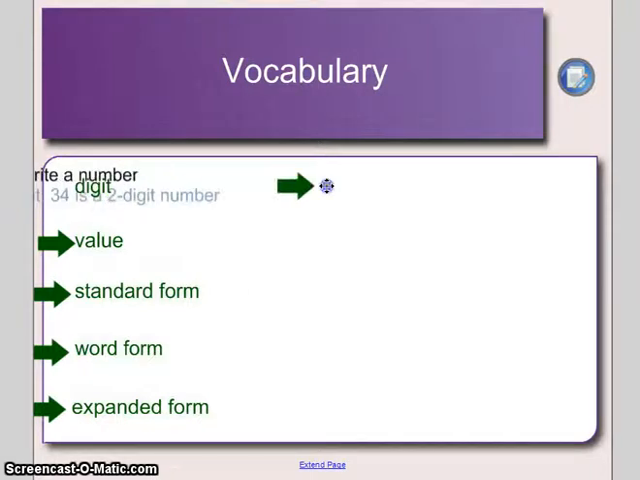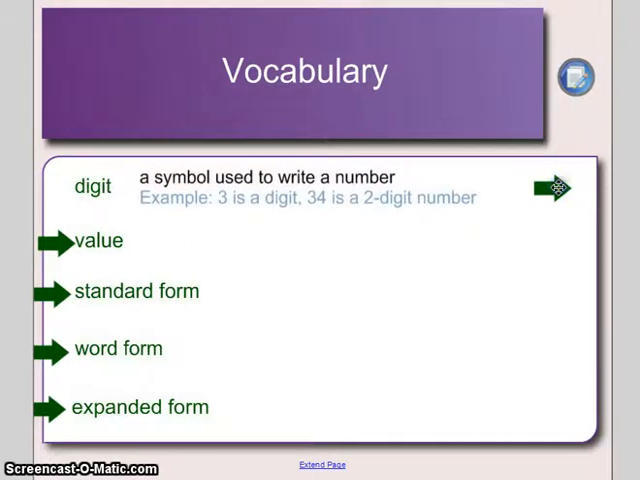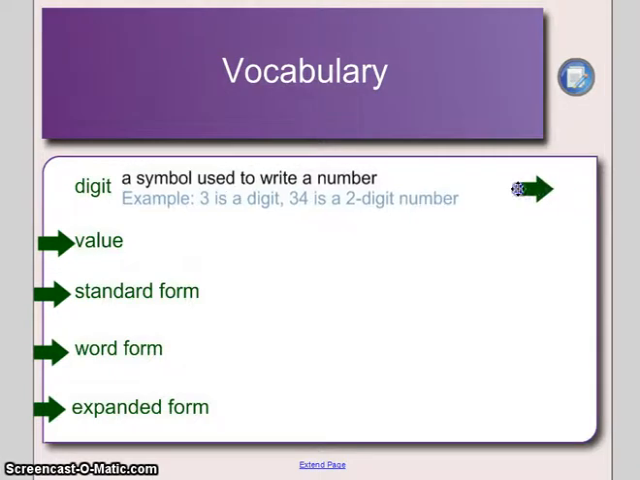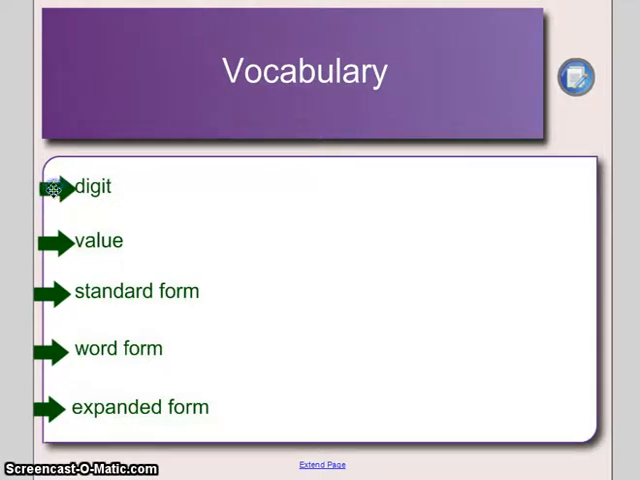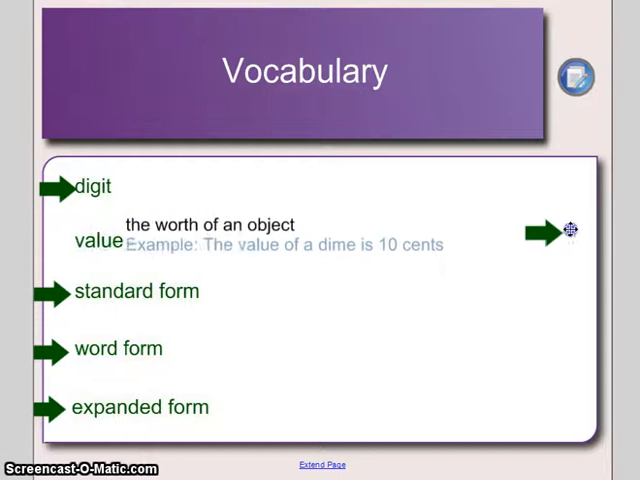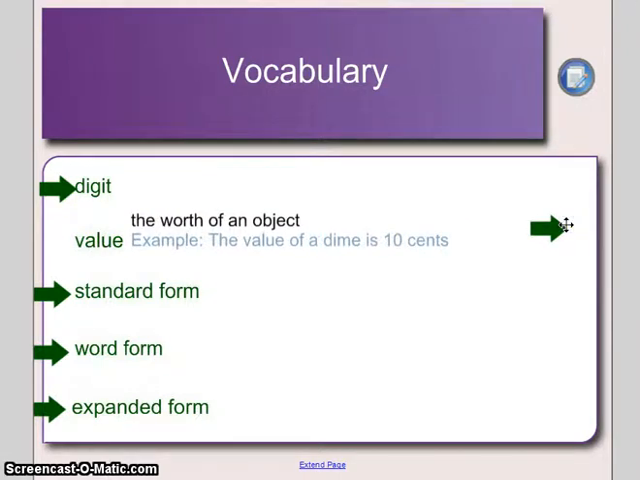Digit. A digit is a symbol used to write a number. For example, the number 3 is a digit. 34 is a 2-digit number. So the 3 and the 4 are both digits, and they come together to make a 2-digit number. Value. When we think about the value of a number, you should think about what the number is worth. So the best example would be a dime is worth 10 cents.